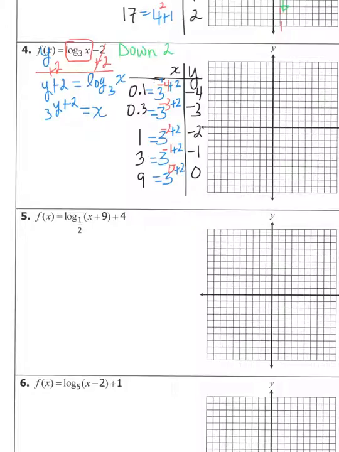Since I don't have any right-left movement, I know that my asymptote has not moved, and so it's still here at x equals 0. And then if I plot these points, I'm going to go a smidge to the right and then down 4. So I'm like right there. A third to the right and down 3. And then to the right 1, down 2. To the right 3, down 1. And to the right 9, up 0, which also happens to be our intercept.